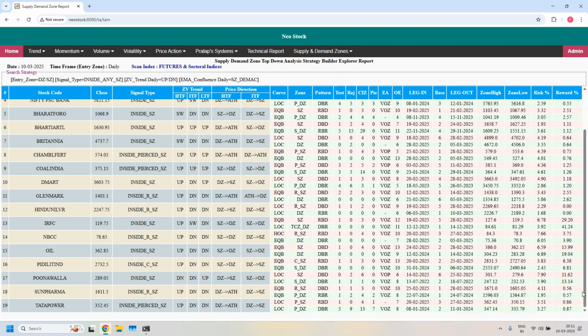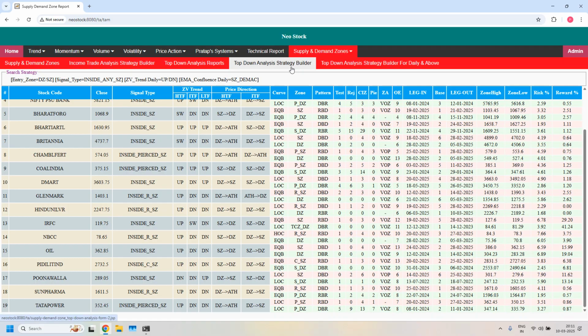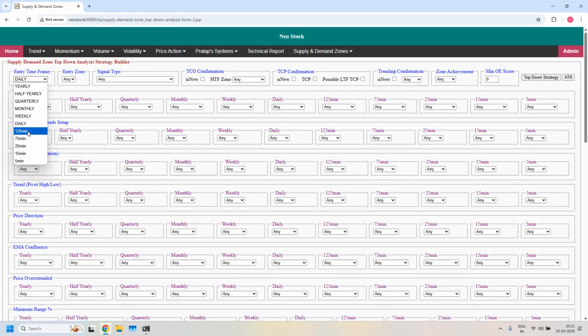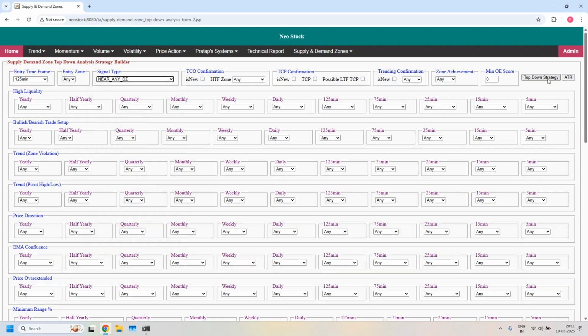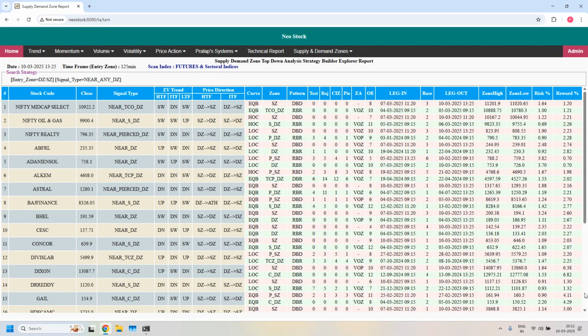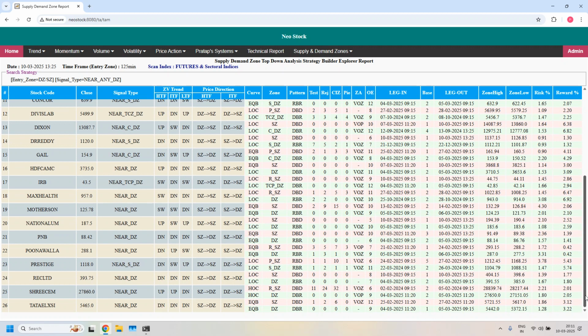Okay, this is about daily time frame. Next time frame is 125 minutes. Stocks near 125 minutes demand zone. First 15 stocks in the list. Scrolling the list down. So total 26 stocks are filtered.